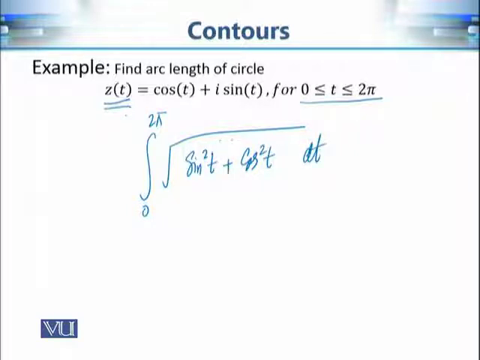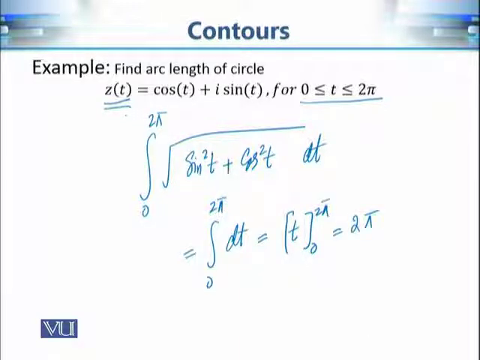Now this is going to be equal to 1, so from 0 to 2 pi this is just dt, and this is going to be equal to t from 0 to 2 pi, which is equal to 2 pi. And we know from our formula that the arc length of a circle of radius 1 is 2 pi. In general it is 2 pi r, but if the radius is 1, then it is 2 pi.